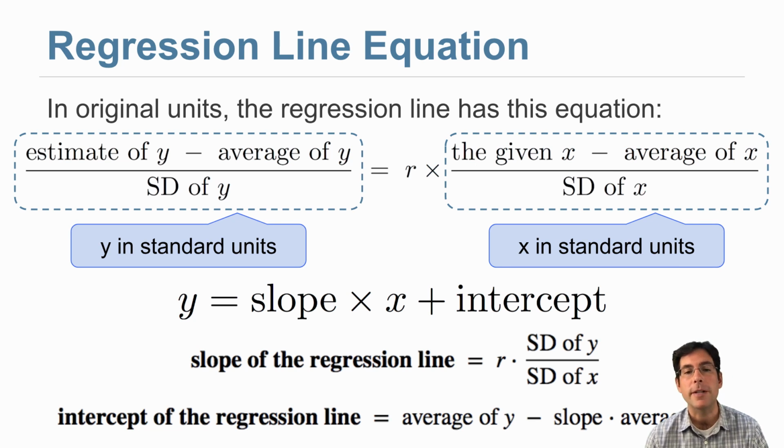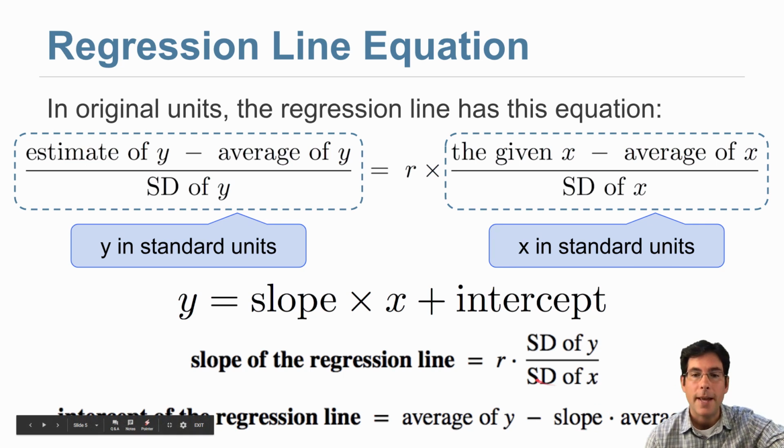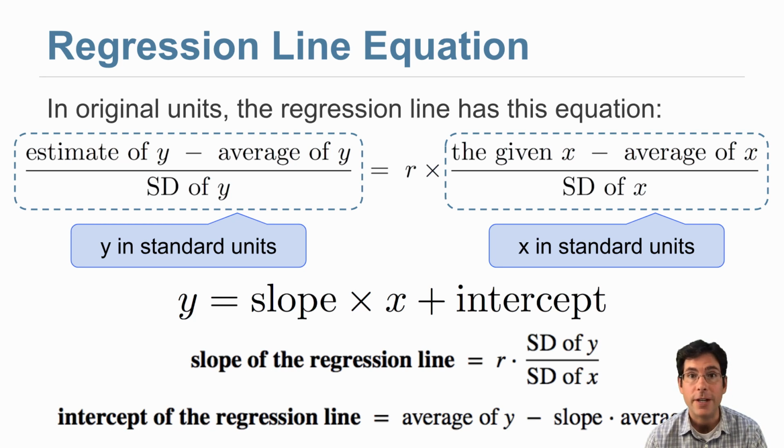And the slope of the regression line is only large if the SD of x is small. SD of x being small means that the x values are not too spread out. That means one change in x value is a big difference. Whereas if the SD of x is large, the x values are really spread out, then little changes don't matter as much when you're trying to predict y.